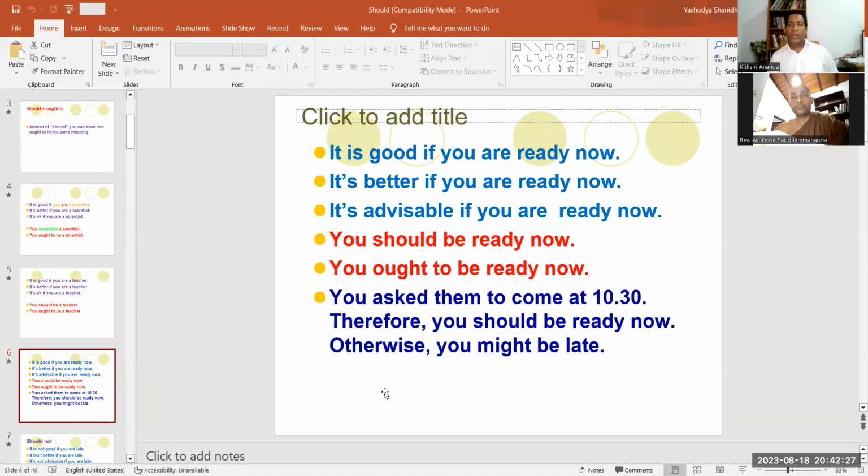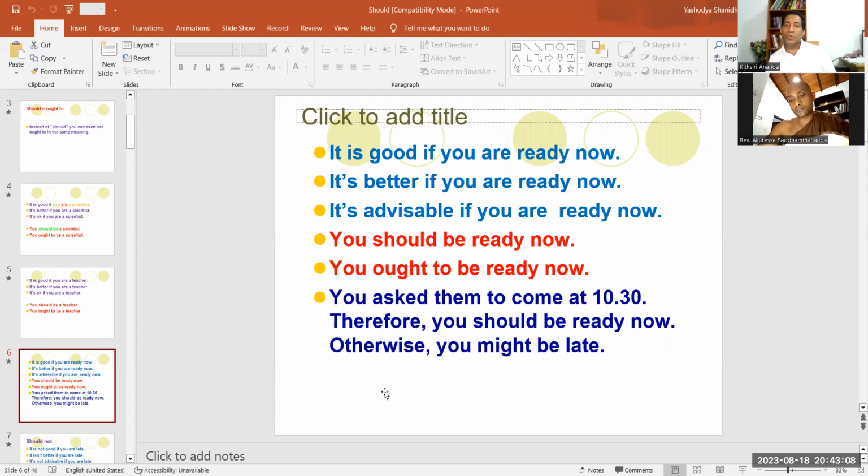Now you just imagine that you ask someone to come, now it is 8:42. Just imagine that you ask somebody to come here or somebody to visit you by 9 o'clock so that you can go somewhere with the person. And I know that, then I would say, you ask that individual to come by 9. So you should be ready now. Otherwise, you may be late. Otherwise, you might be late. You ought to be ready now.